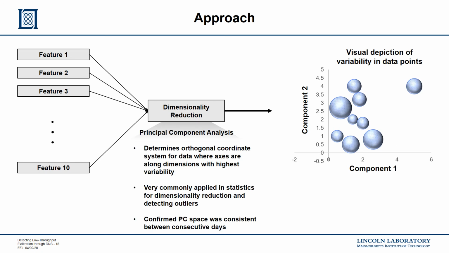So the dimensionality reduction technique that we used was principal component analysis. This is very commonly applied in statistics for reducing dimensionality while being able to detect outliers. And the reason for this is that it chooses the orthogonal coordinate system for data where the axes are along the dimensions with the highest variability. One thing that we did was a quick check to confirm that our principal component space was consistent between consecutive days, since we're recalculating the data each day and then recalculating the principal components each day. And the analysis for that is described in more detail in the paper.